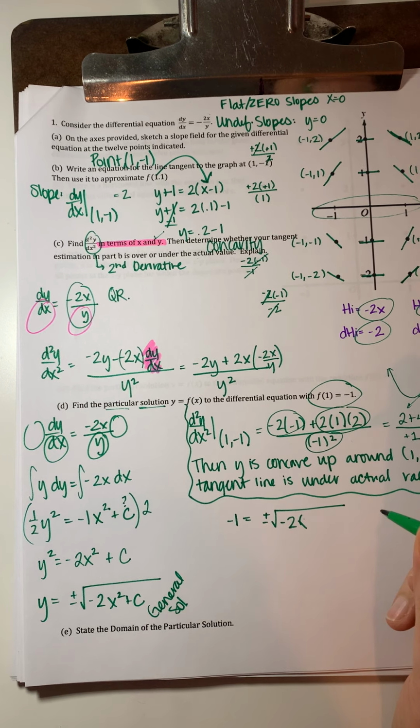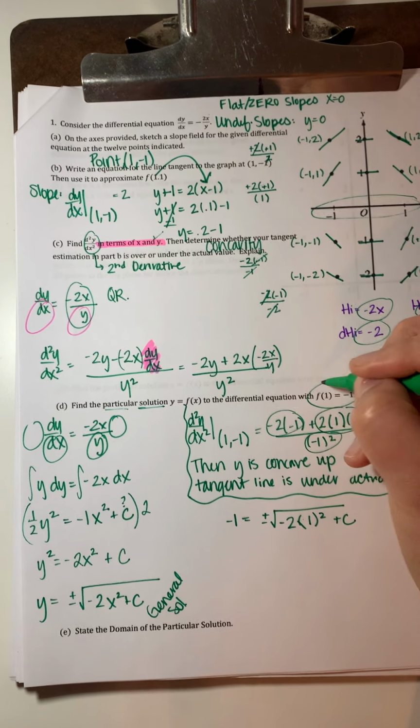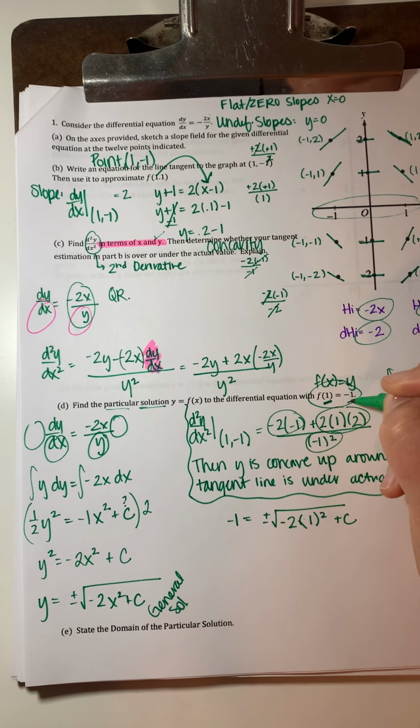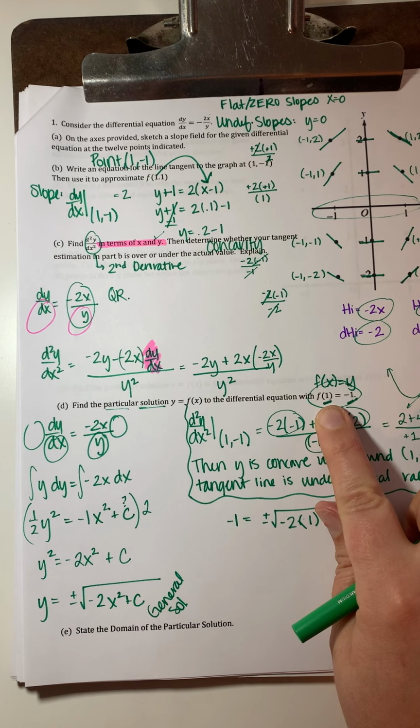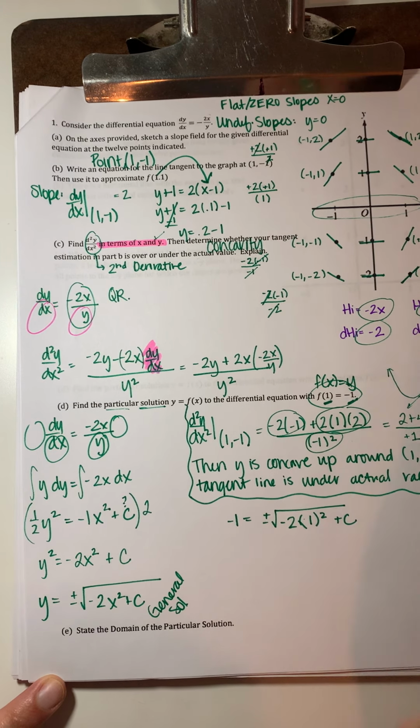And then my x here was a 1. Okay, and remember, guys, this number is the x, this number is the y. I know that can be confusing, but x is always the one that's in the parentheses. So negative 1 is the answer when I plug in a 1.